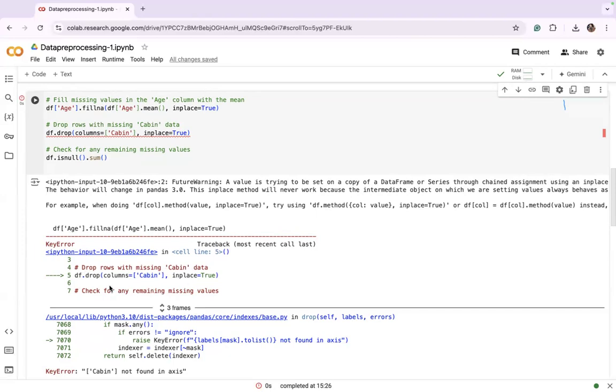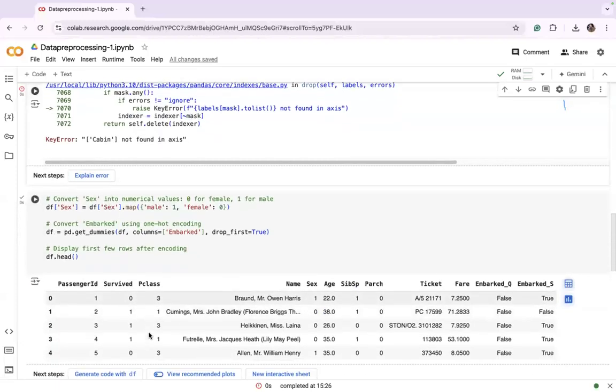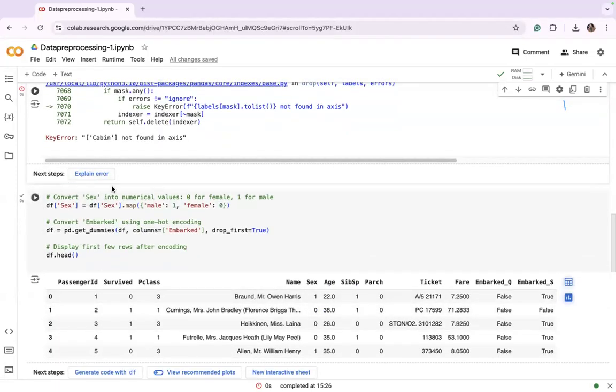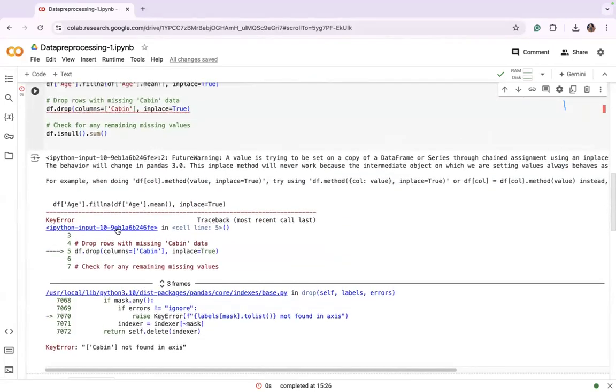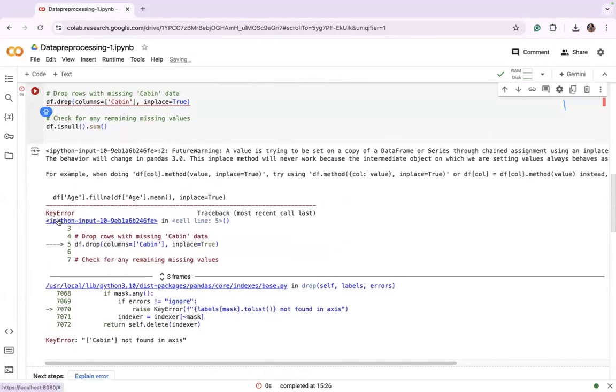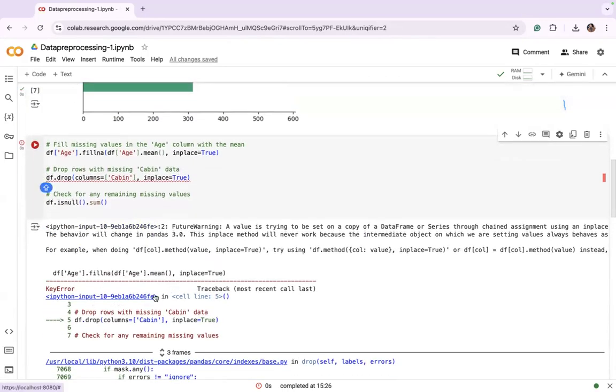Now here, check for any remaining missing values. What, cabin not found in cabin? Some errors are showing. Okay, just a minute. See, whenever this type of error comes, suppose I fixed one error and then another error comes, don't worry about this. It will show you what type of error it is. Just go for the explanation part in cell line 3.